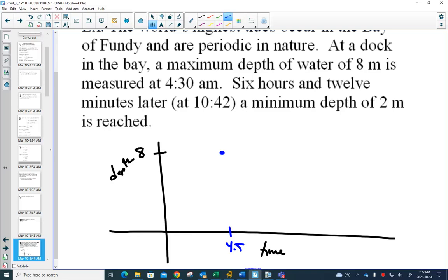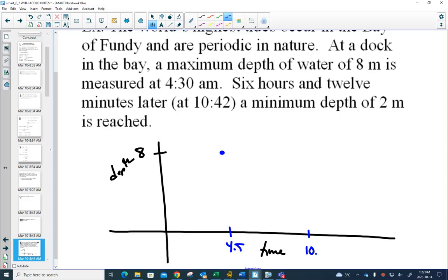At 10:42, this is harder than 4.5. 10:42, you're going to write 10 point something. But you're not going to write 10.42. Because if 4:30 is 4.5, 10:42 should be more than 10.5. How do you figure out what decimal you would write for 10:42?